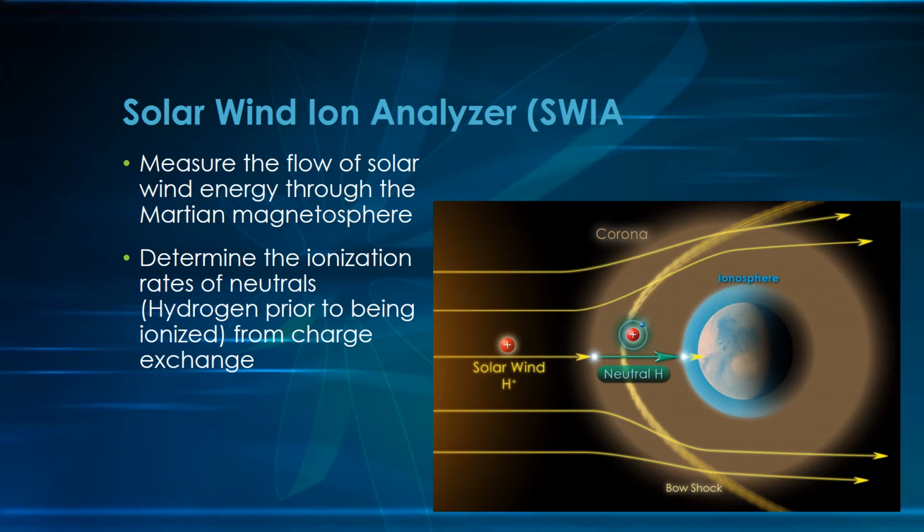The solar wind ion analyzer measures the flow of solar wind energy through the Martian magnetosphere. It also determines the ionization rates of neutral hydrogen prior to being ionized from charge exchange.